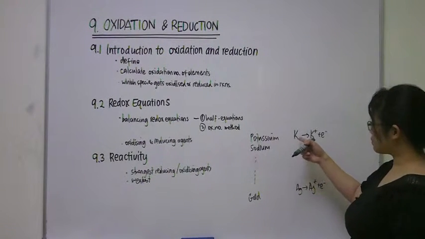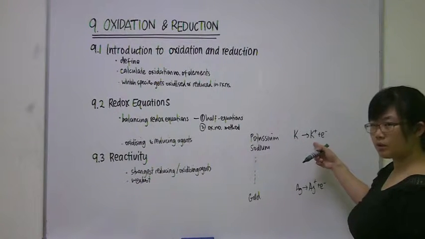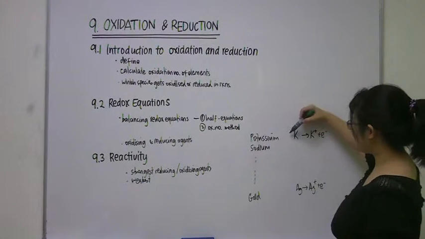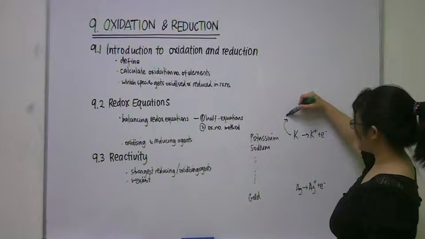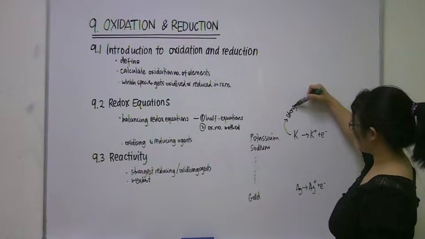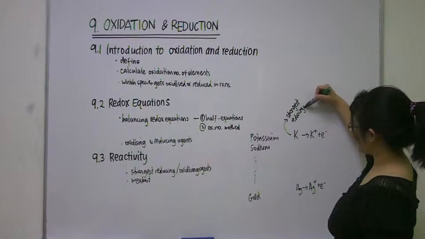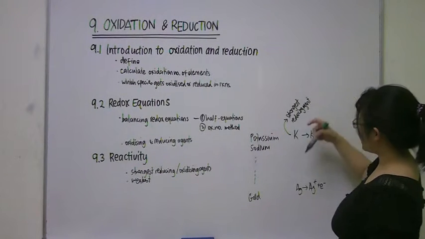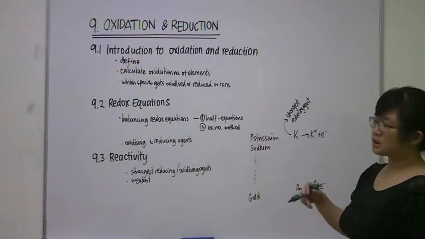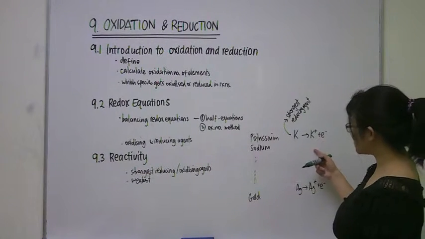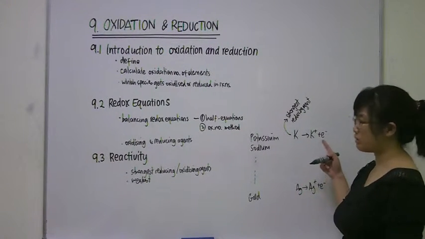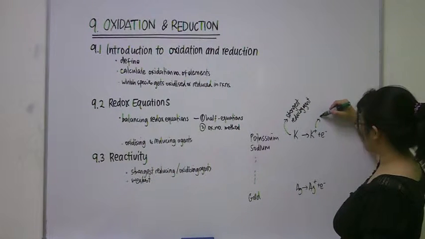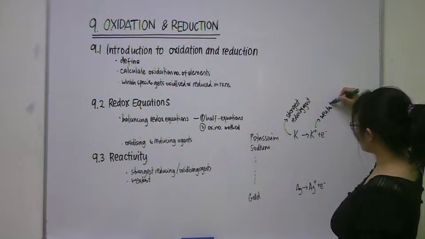And how? Because potassium has the greatest tendency to be oxidized, potassium is the strongest reducing agent. And because potassium has the greatest tendency to be oxidized, potassium ion will have the least tendency to get reduced. Therefore, this will be your weakest oxidizing agent.